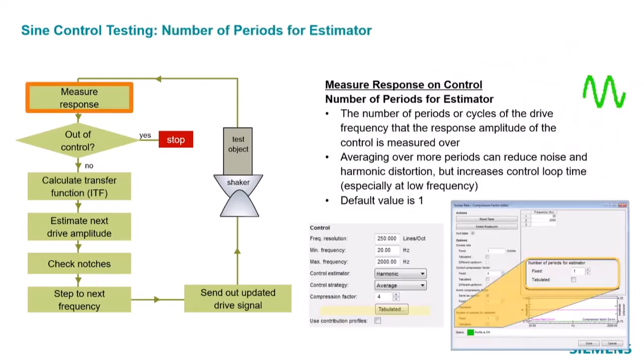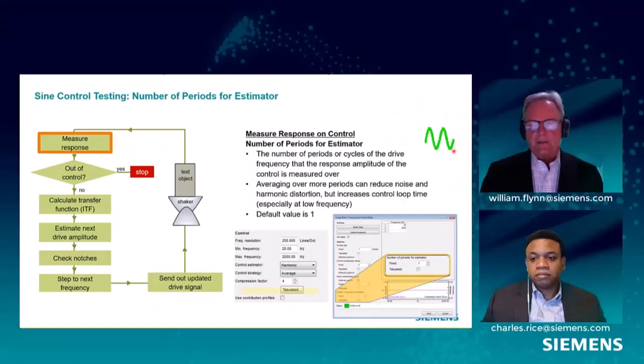How does the control work? We'll go into some of these individual steps here. And first of all, we measure the response. And this is a sinusoidal response, so we're going to have a number of periods to measure. And the default is 1. And that's the minimal, of course, number of periods you need to estimate the amplitude. You can specify more periods if you want, and that's part of the test setup that you can specify.